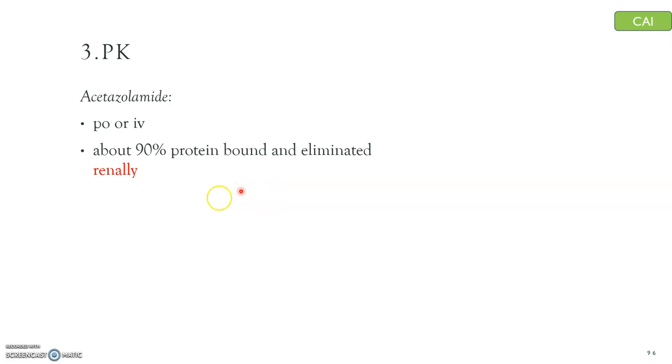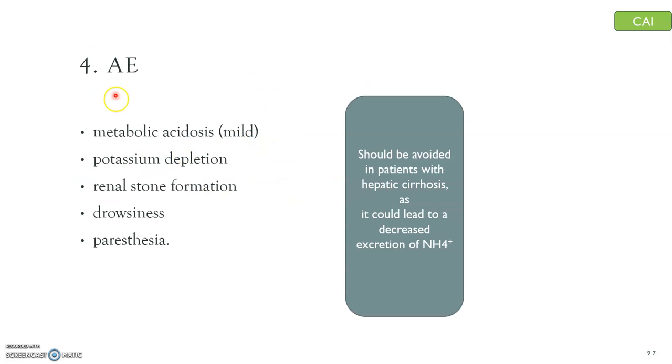As for the pharmacokinetics, it's taken orally or intravenously. About 90% is protein bound, and this drug is eliminated renally, by the kidney. Adverse effects, as mentioned previously, include metabolic acidosis, which is usually mild, potassium depletion, renal stone formation, drowsiness, and also paresthesia. Acetazolamide should be avoided in patients with hepatic cirrhosis, as it could lead to decreased excretion of ammonium.